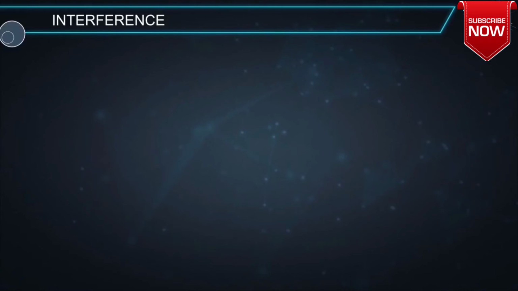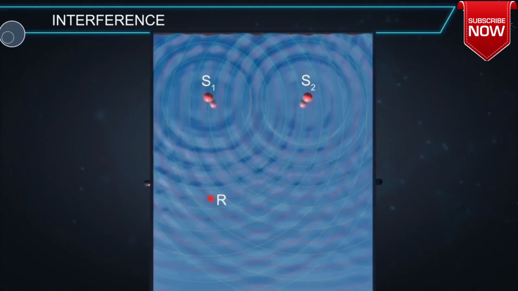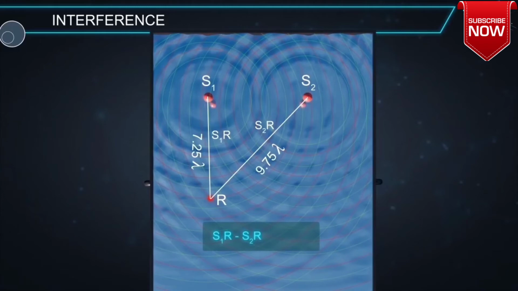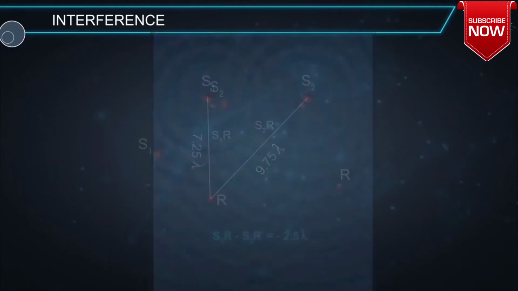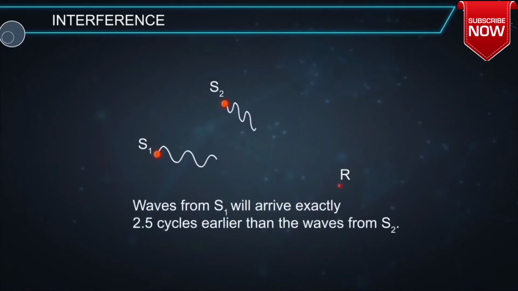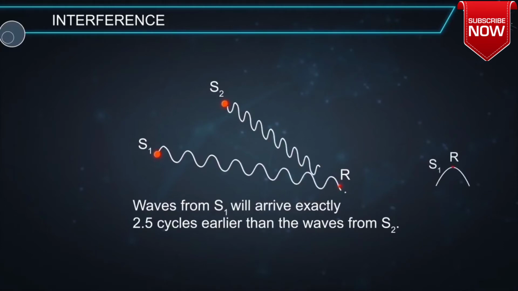Let us consider another point R such that it is at a distance of 7.25 wavelengths from S1 and 9.75 wavelengths from S2. Then S1R minus S2R is equal to minus 2.5 lambda. This means that waves from S1 will arrive exactly 2.5 cycles earlier than the waves from S2.